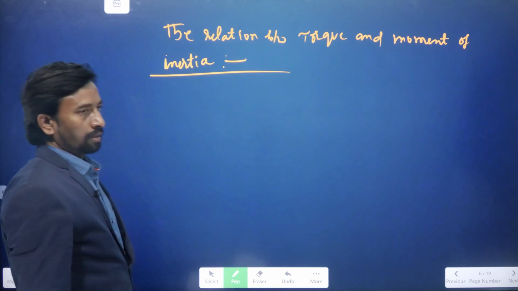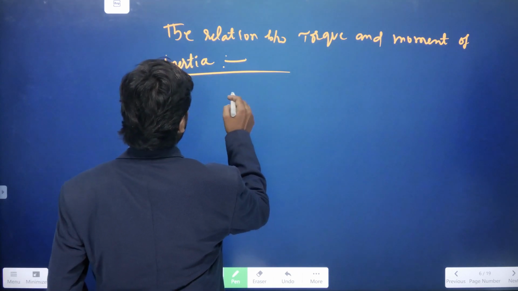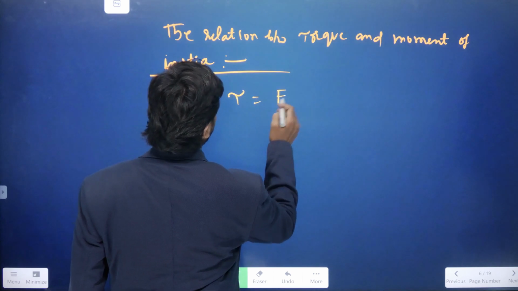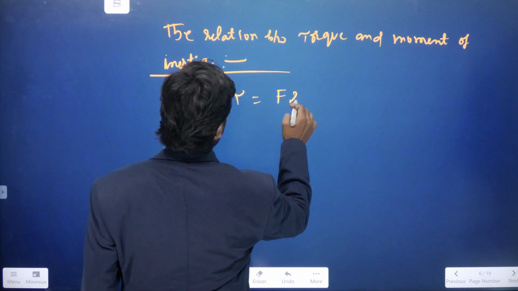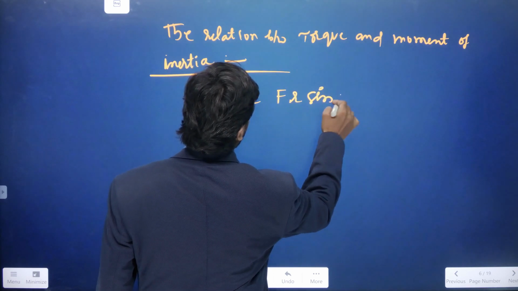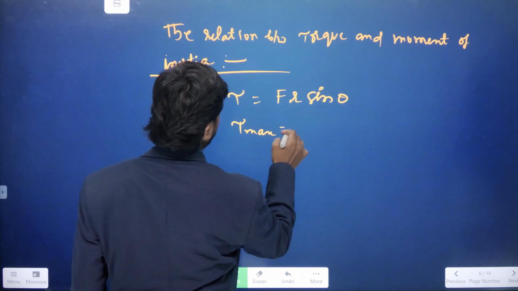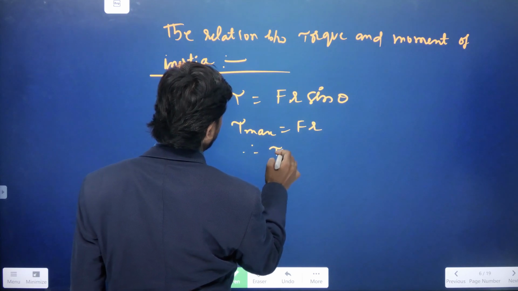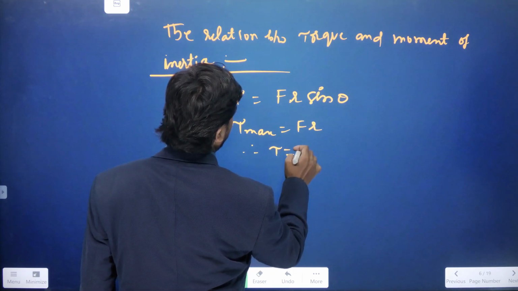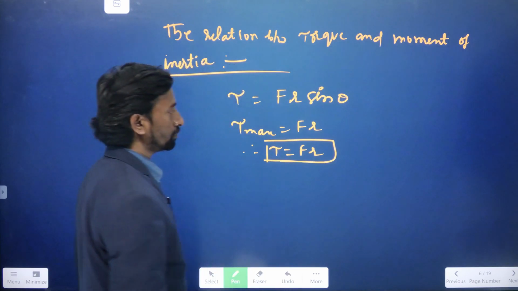Okay, so what is the torque formula? Torque tau is equal to force into perpendicular distance, that means r F sin theta. Suppose the torque is maximum, we will get r into F. So simply, torque tau is equal to r into F, or F into r. This is the torque formula.